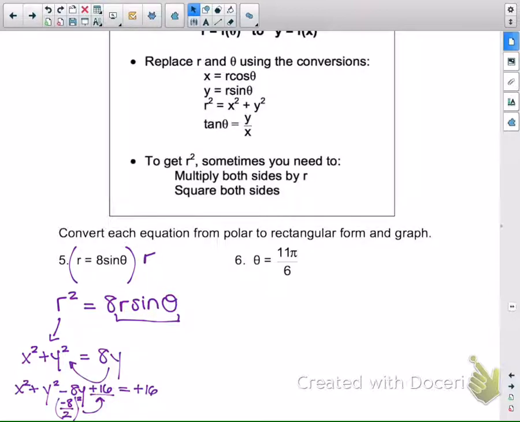Now all that's left to do here is factor it. What does y squared minus 8y plus 16 factor into? Y minus 4 squared. So this would be a circle with what center? 0, 4 with radius 4.